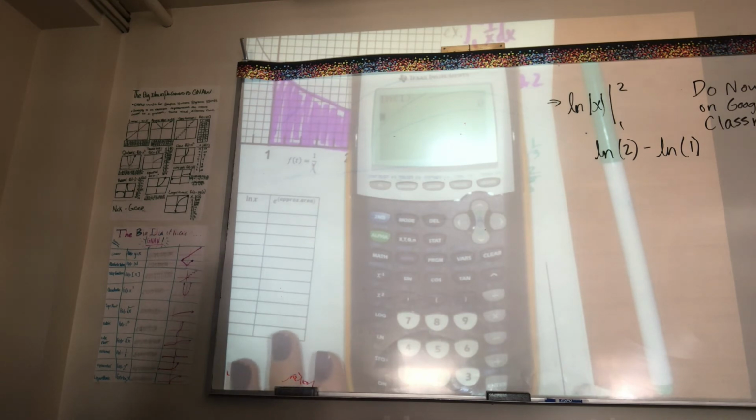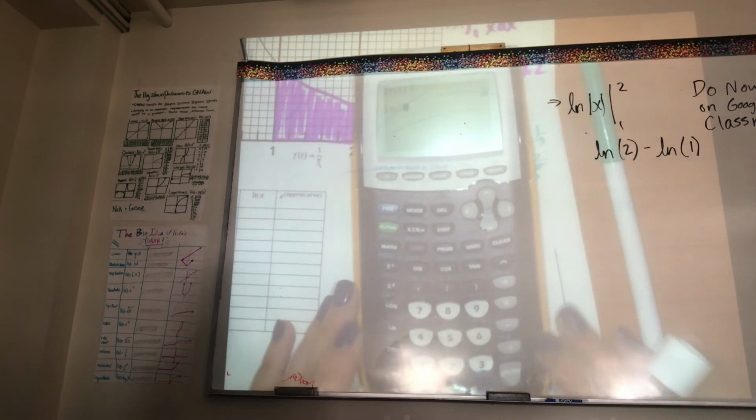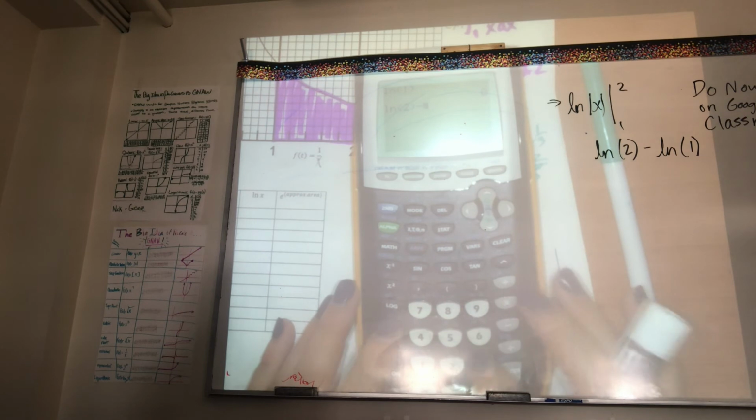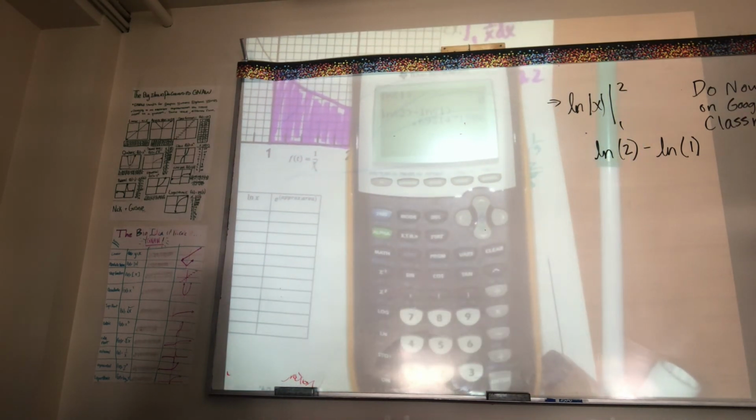What's the other one that we learned? We learned ln of 1 is 0 and ln of e is 1, and ln of 0 was one of the questions. e is 2.7, yeah. Okay, so you ready? Let's do ln of 2 minus ln of 1, which is just subtracting 0, but I'll just do it. It's about 2/3, yeah?